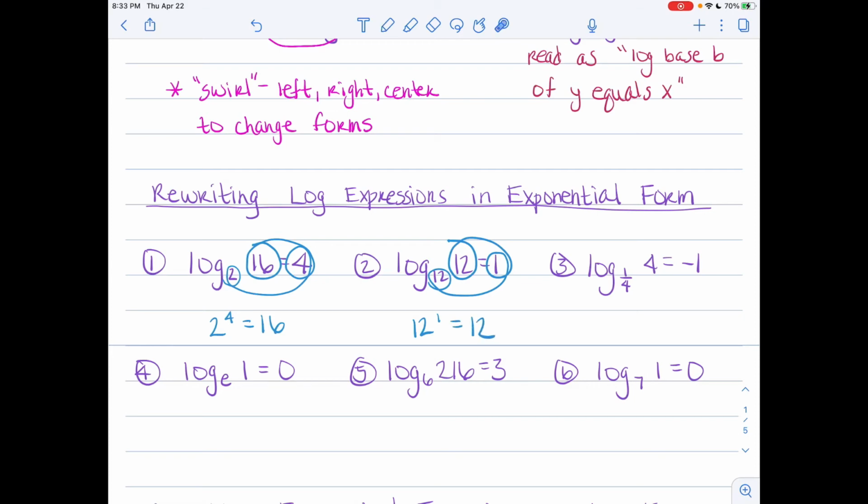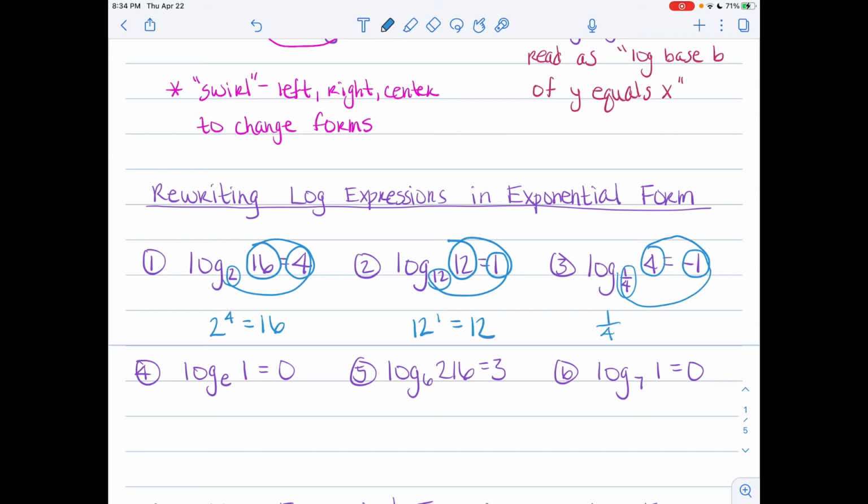Now these are things that we can kind of check, right? 2 to the fourth power, well, we know that 2 times 2 times 2 times 2 is 16. We also know that any number raised to the first power is just that number, so 12 to the first equals 12. That makes sense. Here's another one. 1/4 to the negative 1 power equals 4. So let's write that one and then think about it.